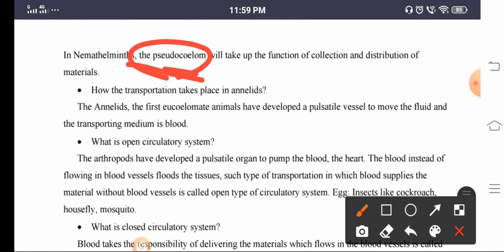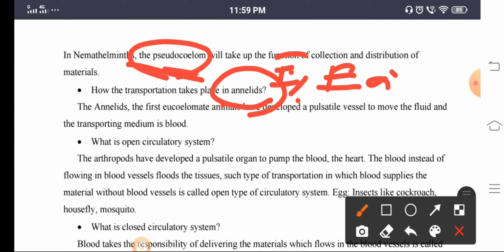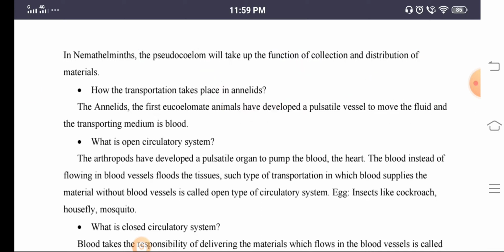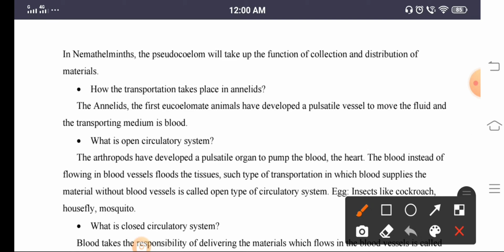Next, let us go to another kind of organisms, annelids. We know an example of annelids is the earthworm. Already you know that the earthworm is called the farmer's friend. Why? Because it prepares the manure for the field. Another example for annelids is the leech. Both earthworm and leech belong to annelids.